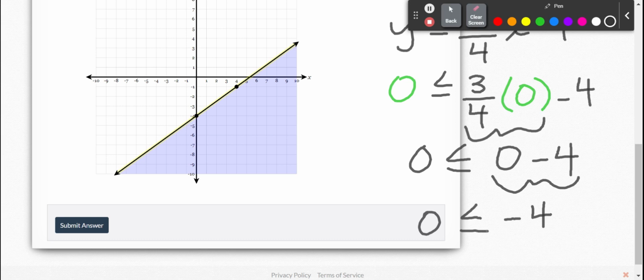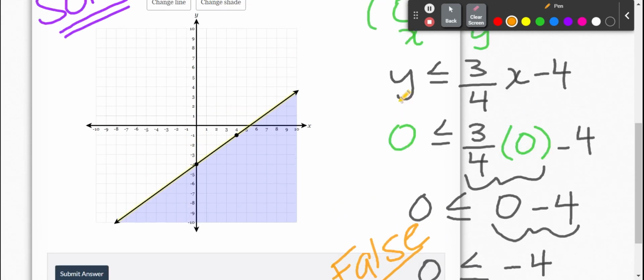So now we have this inequality. It says 0 is less than or equal to negative 4. Hopefully you remember that that's not true. 0 is always greater than every negative number. So this is false, which is different than what we saw in the original demonstration on the PowerPoint. We had a point that was true. In this case, we have a point that was false.